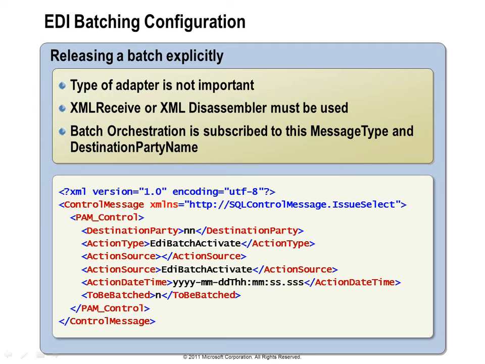And the batch orchestration, while it's also listening for messages that are part of the batch, is also listening for these control messages. Some of these control messages go in when we use the user interface to start and stop the orchestration. When we want to send out and indicate that we want to release that batch, we can send one directly in as well.